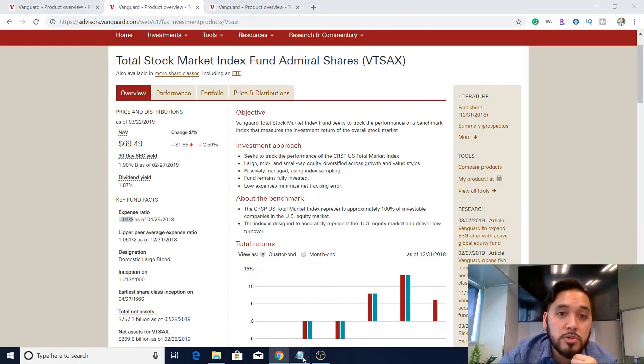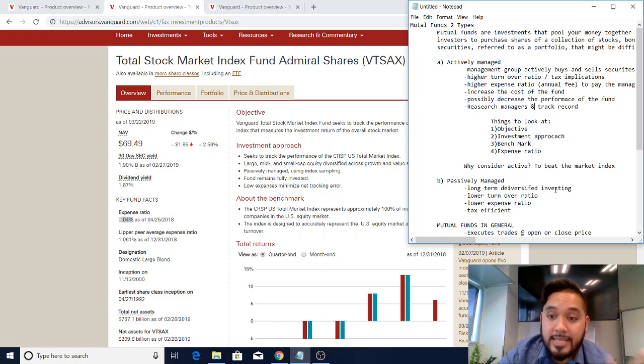Passively managed mutual funds are basically index funds. So why invest in a passively managed mutual fund? Because of long-term diversification for your investments, and a low turnover ratio. Basically they're not always buying and selling securities, bonds, stocks, whatever you may have, and also lower expense ratios. This one right here is the Total Stock Market Index, Admiral Shares. Say that 5 times really fast.